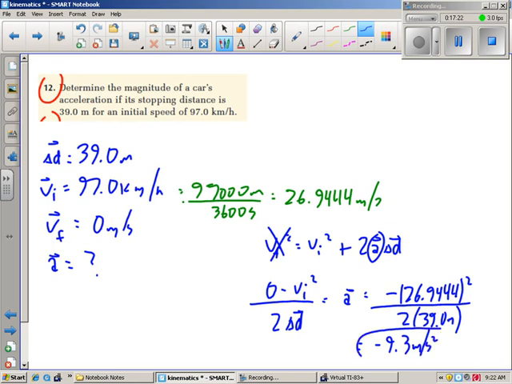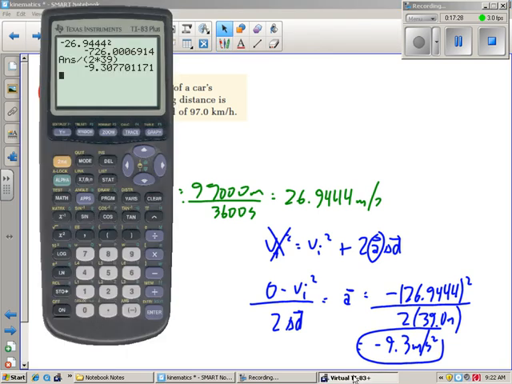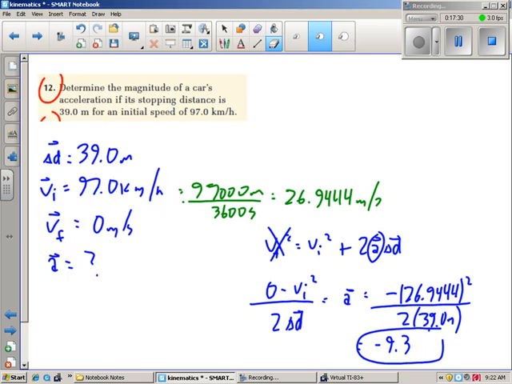Slowing down, so a negative number. Final answer should be, I've got negative 9.3. It should actually be negative 9.31. Anybody tell me why it should be negative 9.31? Michael?